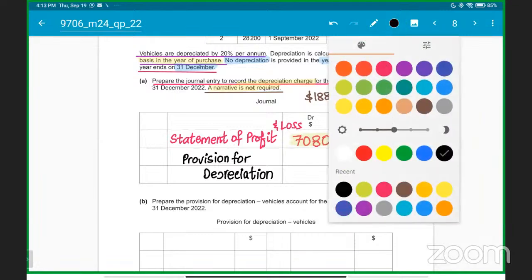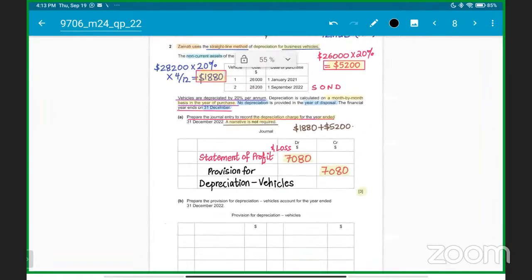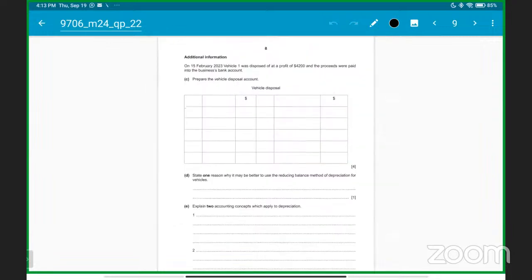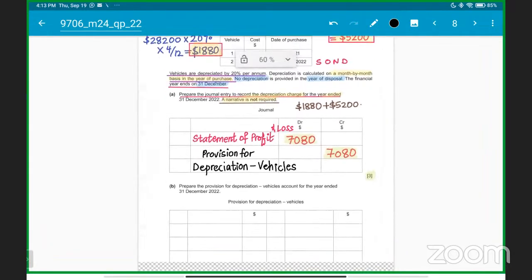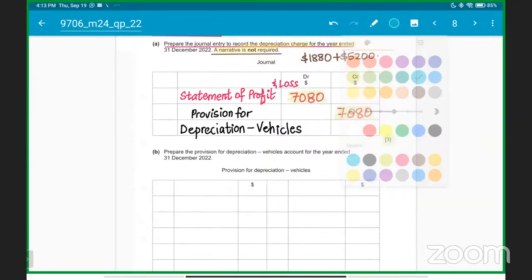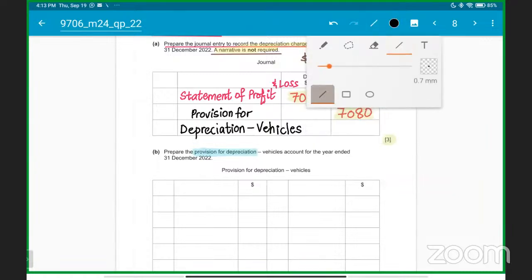And provision for depreciation for the vehicles will remain the same. You are doing it for delivery vehicles, so you can write down the name of the asset, vehicles, but it is not required. Still, you will get the complete mark. So we have got 3 marks out of the 15 marks of this February-March 2024 AS level past paper question. Next, we have to make the provision for depreciation. Let me know if anyone has any doubts or questions.